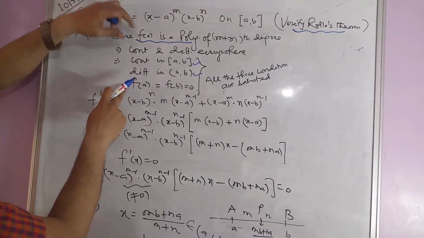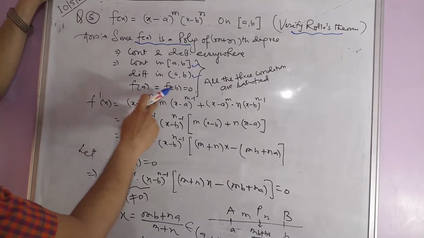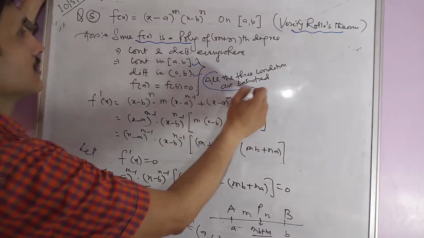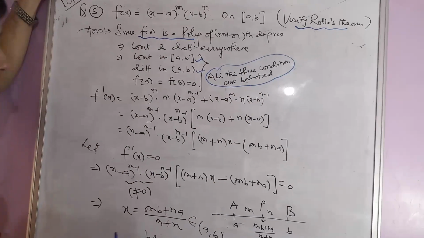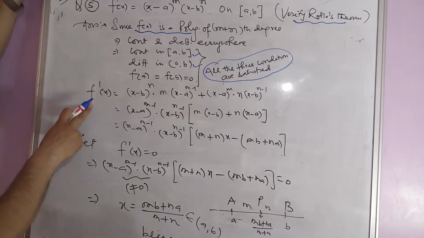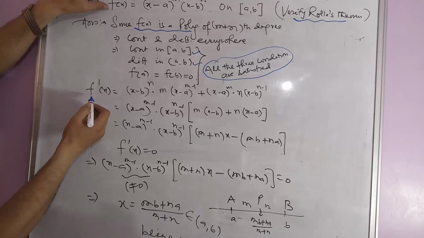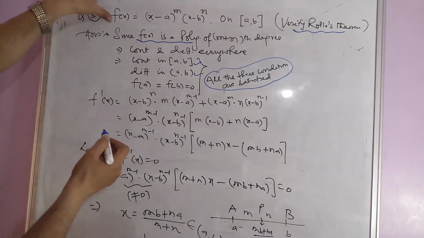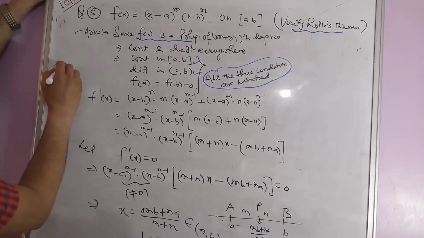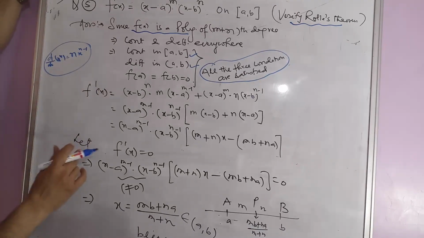At x equal to a, this becomes 0. At x equal to b, again 0. So f(a) equal to f(b) equal to 0. Thus all the three conditions are satisfied. Now we do the verification part. First differentiate f(x). Here d by dx of the power function x to the power n is n x to the power n minus 1, we use here.